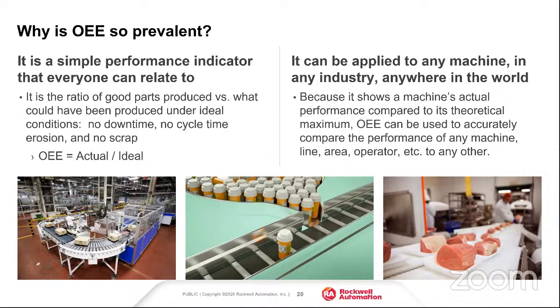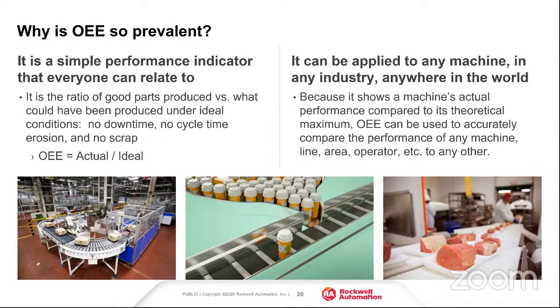All right. And that brings up this question: why is OEE so prevalent? Because OEE is a simple performance indicator that everyone can relate to. It is a ratio of good parts produced versus what could have been produced under ideal conditions. So no downtime, no changeover or cycle time erosion, and no scrap. So OEE means actual versus ideal.